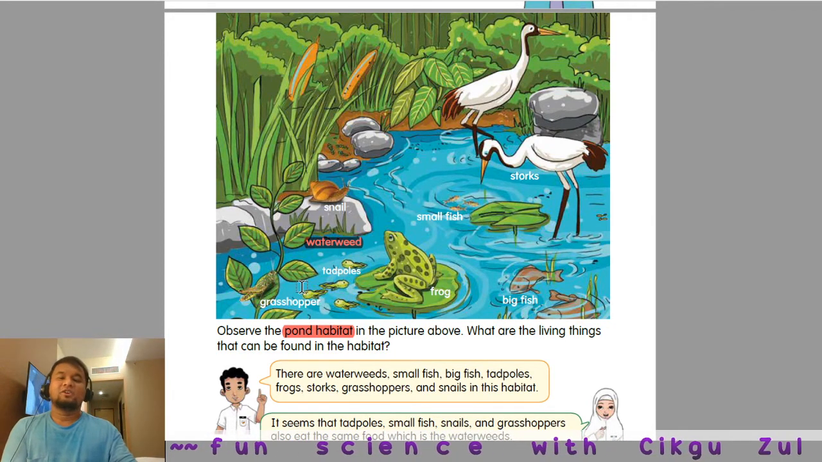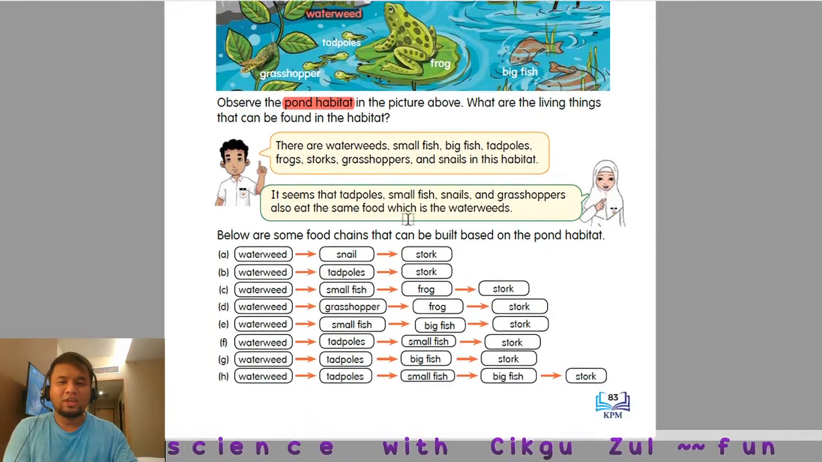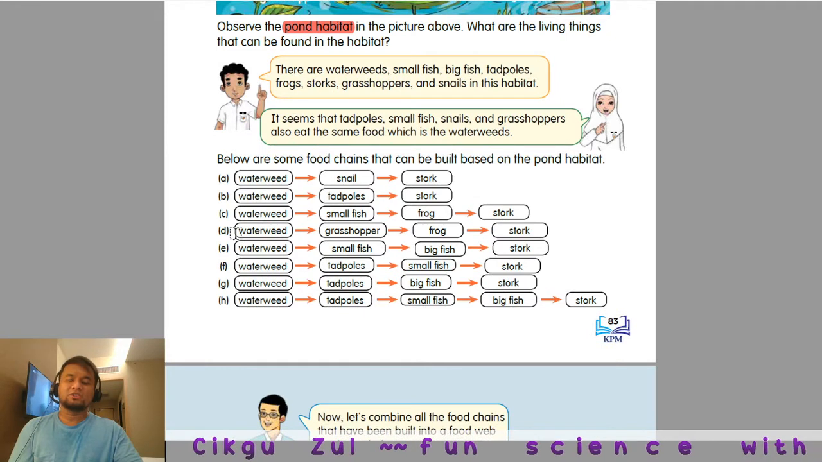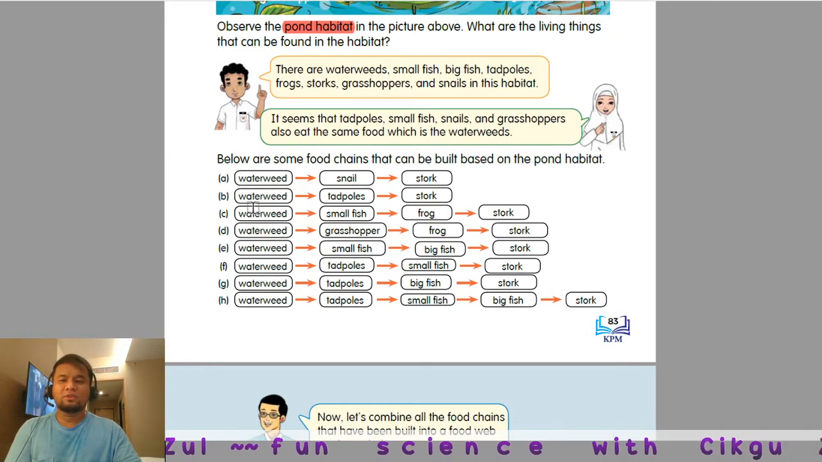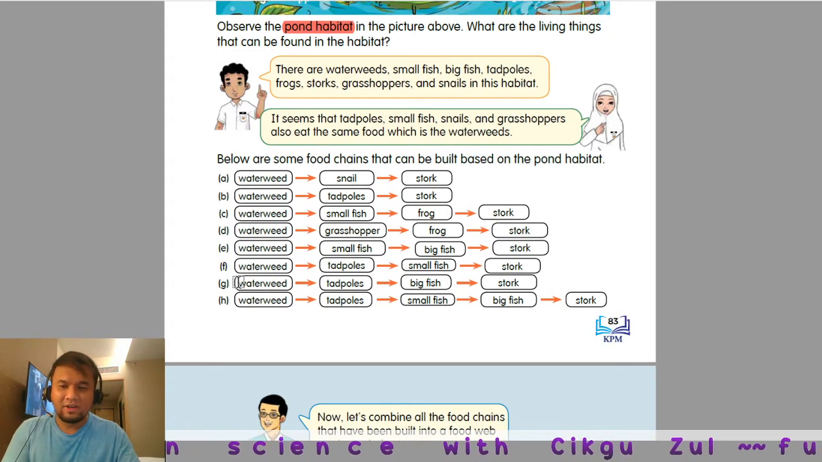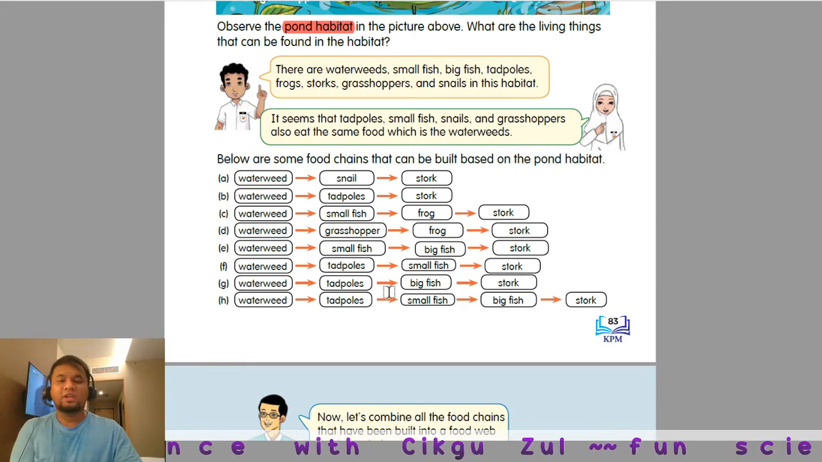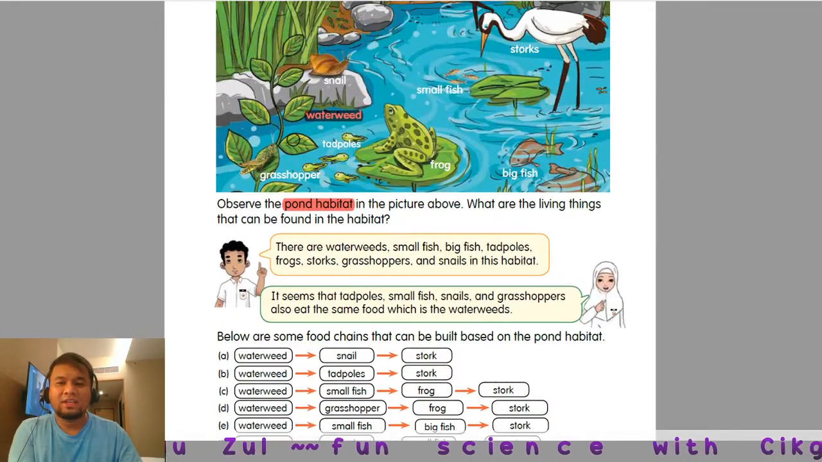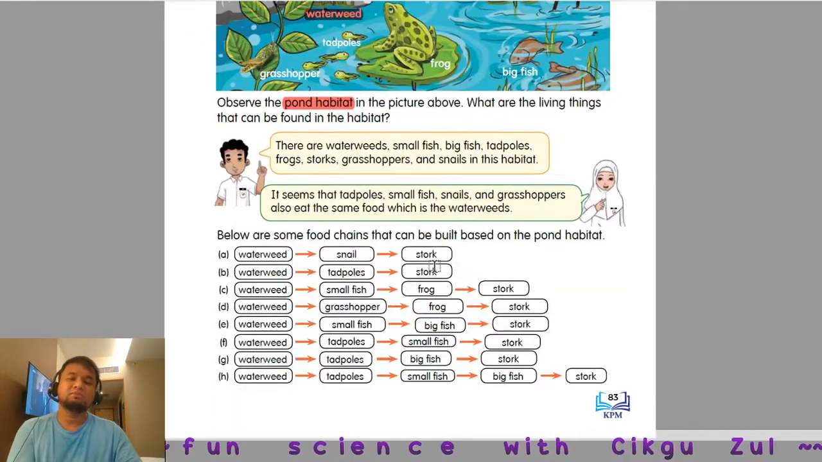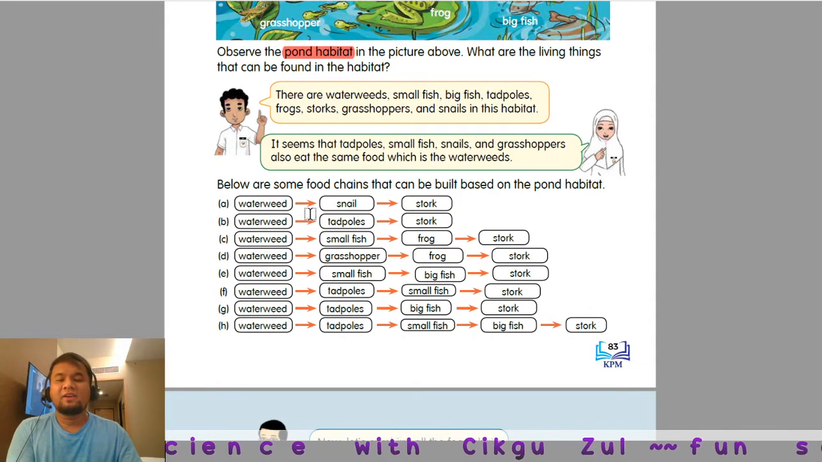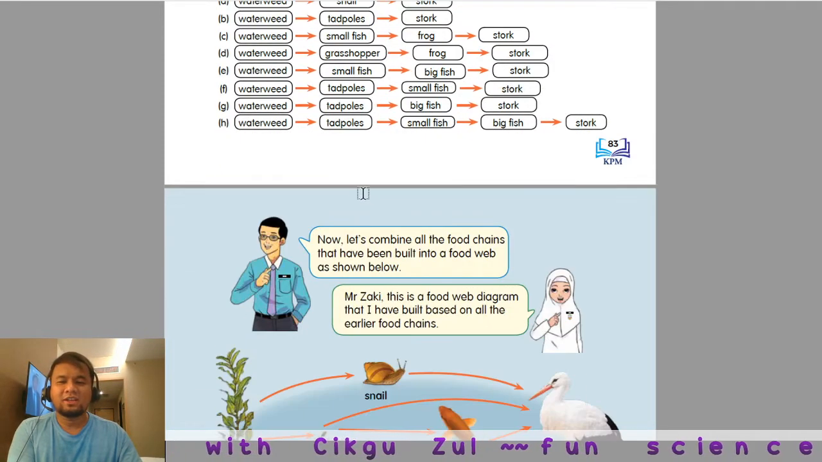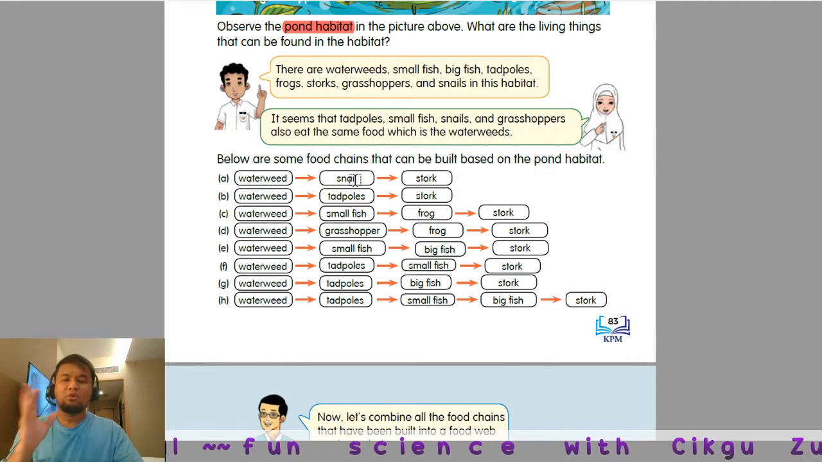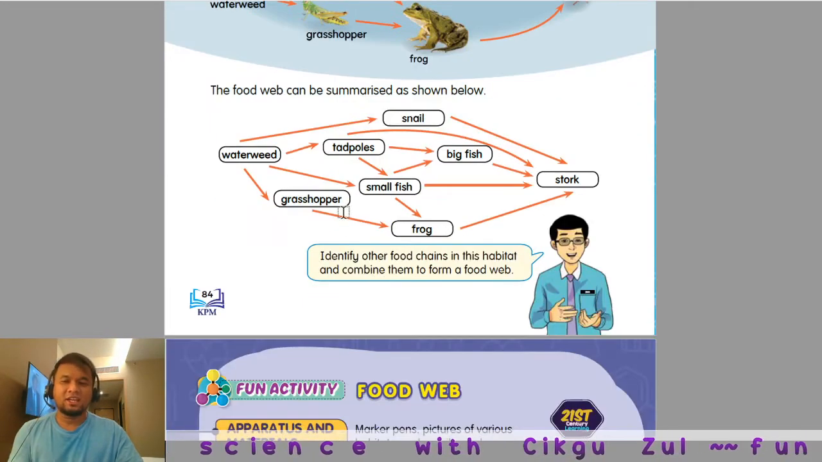You get it? Okay, now, for that, how many food chains can we construct? 1, 2, 3, 4, 5, 6, 7, 8 food chains we construct based on this habitat. Understand? Daripada gambar ini, kita sudah berjaya menghasilkan 8 food chains. So daripada food chains ini, kita nak tukar dia jadi food web. Macam mana? Gabungkan dia jadi ini.